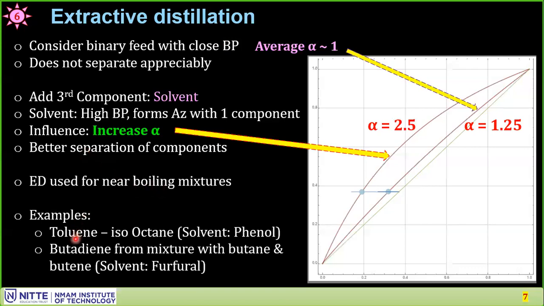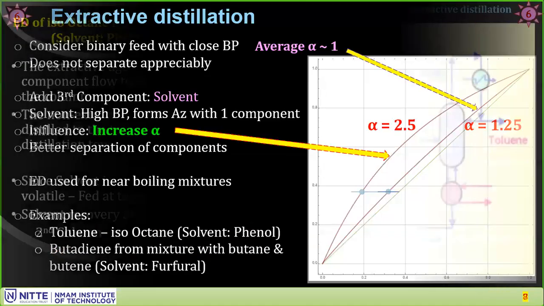Now we have an example of toluene and isooctane. Isooctane is separated from toluene. In fact, both have close boiling points. Now we use the solvent phenol. It has a high boiling point. Butadiene has a low boiling point. You want to separate it from the mixture of butane and butene, but butadiene, butane, and butene all have similar boiling points. Even the butadiene is slightly lower compared to the other two. So you can use a solvent, furfural, to separate the mixture.